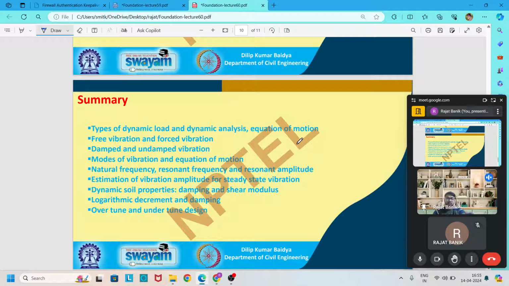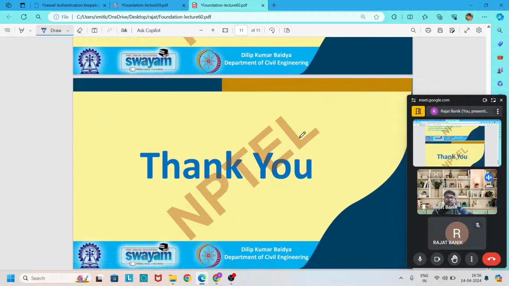Then we study the dynamic soil properties: we find out the damping of the soil and the shear modulus of the soil, and study the different methods to find out the damping, like the logarithmic decrement method and half bandwidth method, and also study the overtone and undertone of the design. And these are the summaries of our total classes in this lecture number 60.